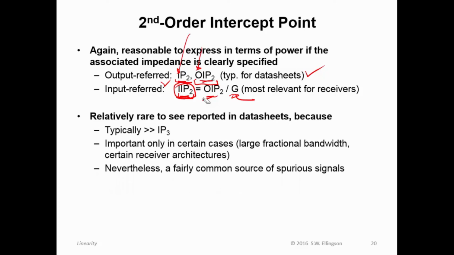Now, having said that, I should point out that it's relatively rare to see second order intercept reported in data sheets, and there's a couple of reasons for that. One is that for most amplifiers, most cases where you have a device where you're concerned about linearity, the second order intercept is typically much, much greater than the third order intercept. So it's usually the third order intercept that's the problem, and the second order intercept is huge and only a problem in particular cases. And those particular cases are cases, for example, where you have very large bandwidth, or certain receiver architectures, in particular direct conversion architectures. Nevertheless, this is a fairly common source of spurious signals, so it often deserves analysis.